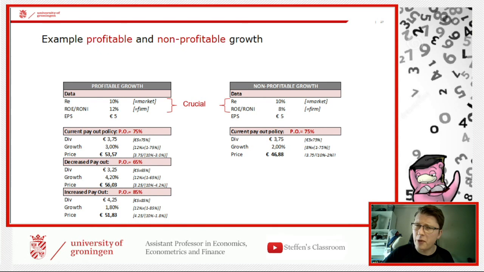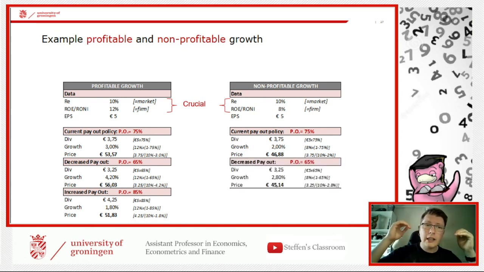That was a lower stock price than before, because now growth is lower. What happens now if I decrease, so I have less payout? You see now the stock price actually is hurt by it. So you see that the dividend goes down, of course, just like before, same thing. But the growth now decreases. And this is because the ROE was lower than RE. And now you see that the stock price is hurt by it by going down to 45.14.